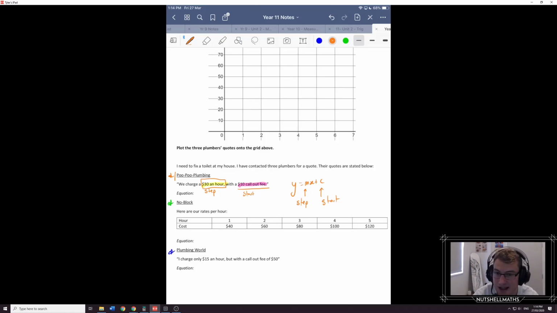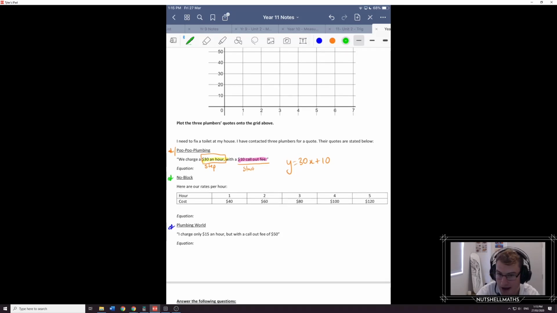Or by elimination. Which means we could turn our equation, I'm going to erase this, or we could find our equation to be y equals, remember the step goes in front of the x where the m is, and the c is the gradient, 30x plus 10. And we've got our equation, we can now graph this. I'm not going to just yet, we're going to find all the equations first. Let's go to No Block.